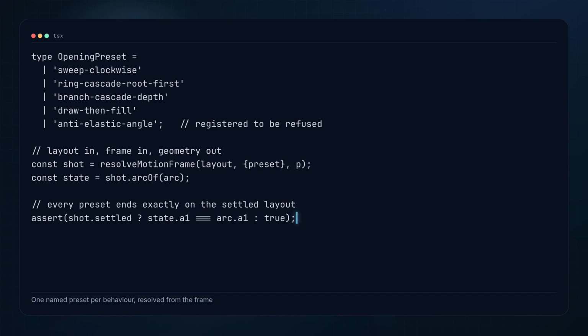A preset takes the finished layout and the current progress and hands back geometry, which means a reviewer can ask what a chart is about to do before a single frame is rendered. The alternative is what most decks accumulate: a scatter of durations and delays tuned by eye on one slide and copied to the next, where nobody can say what any of them mean. Naming them also lets a preset carry its own list of risks, and lets the ones that lie be registered so they can be refused.